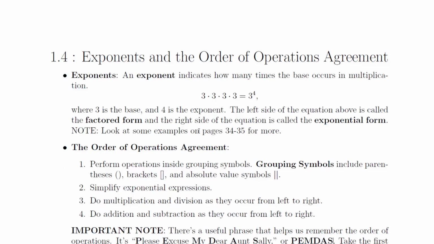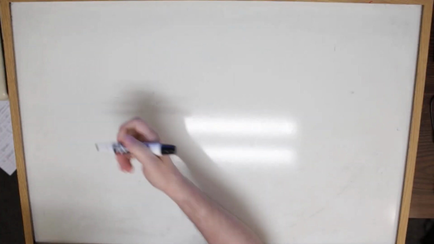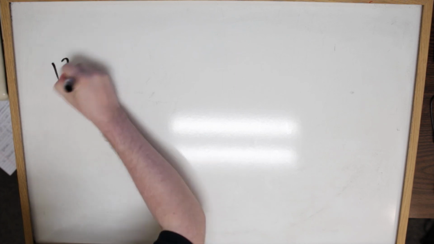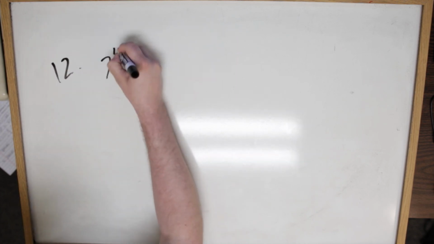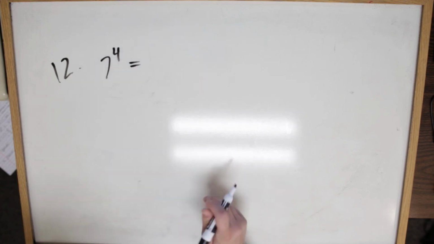So let's go ahead and take a look at a few examples here. Switch over to my whiteboard. And I'm betting it's going to turn off here at some point, so hopefully I can beat it. Question number 12. Let's take a look at 7 to the 4th power. So we're going to do a few exponents first, and then we're going to jump into some order of operations.